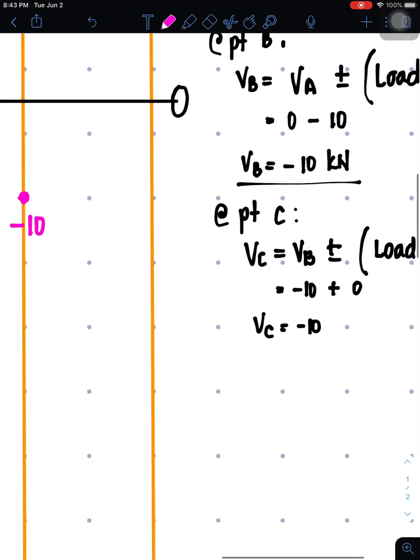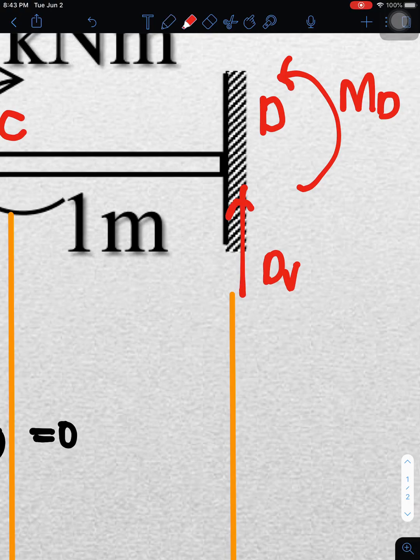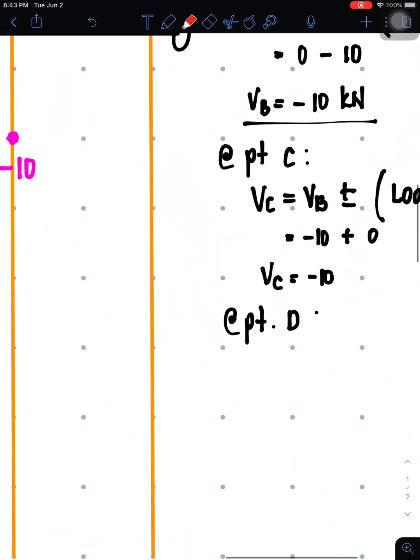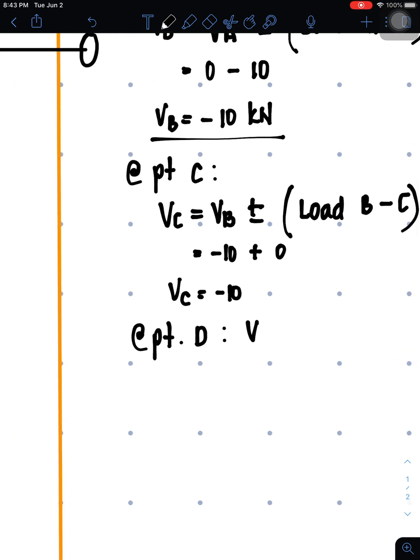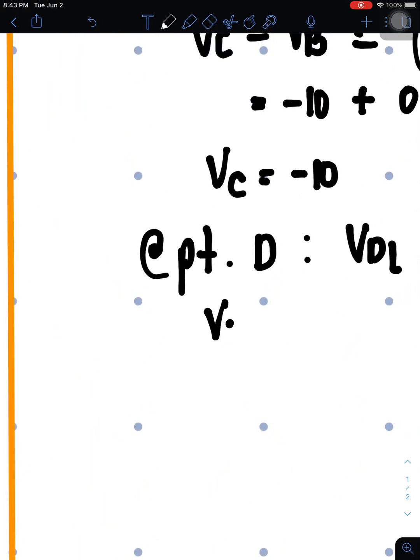Next, we are going to plot at point D. So let us examine at point D. At point D, there is a concentrated load because of the support reaction, meaning there would be two values at point D. So two values at point D na kay VD left and VD right. So starting with VD left.